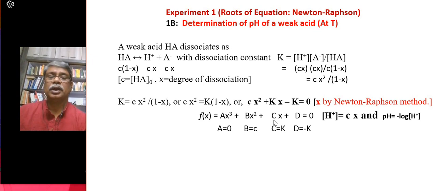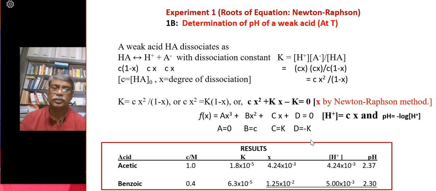Now what is coefficient C? It is nothing but the equilibrium constant K. And what is D? It is my negative of the equilibrium constant K. So that means we have got A, B, C, D: 0, concentration of acid taken, equilibrium constant, negative of the equilibrium constant. So we have to put all these values, and if you put, we will get this result.